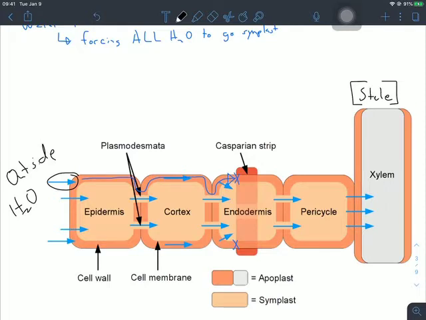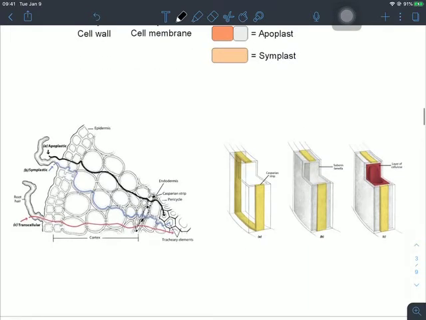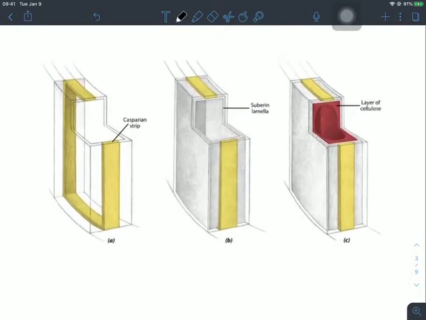Aren't cell walls designed to do that? Well, yeah, for the most part, except for when they're not. And the Casparian strip is one of those examples of a region of the cell wall, a particular layer of the cell wall that's designed to prevent that movement. So let's take a look at two images from your textbook about how the cell wall is built and those three different methods of movement.